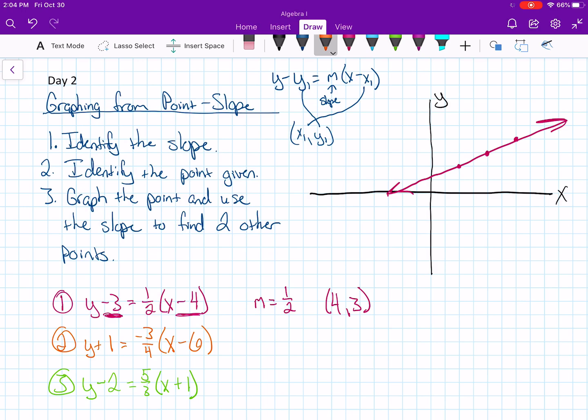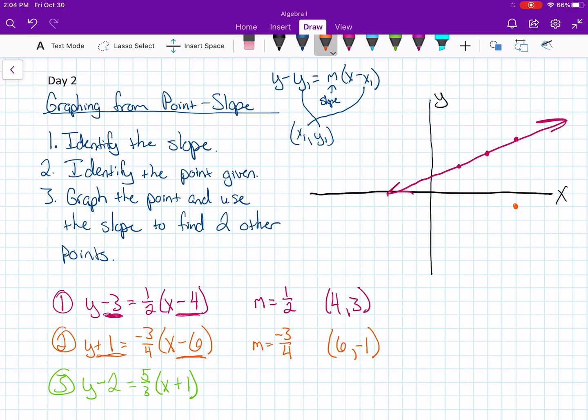So first thing, we have y plus 1 equals -3/4 times x minus 6. So first thing, find your slope, which in this case is -3/4. And then our point. The opposite of -6 is +6, and the opposite of +1 is -1. So there's our point. So once again, we start off by graphing our point, 6, -1. So we go over to the right 6 and down 1.